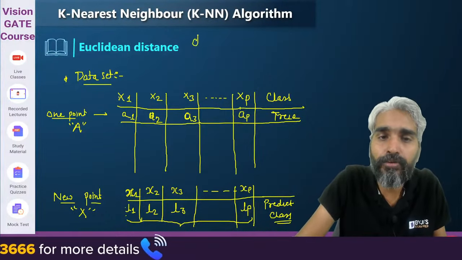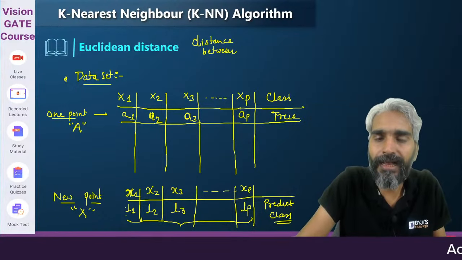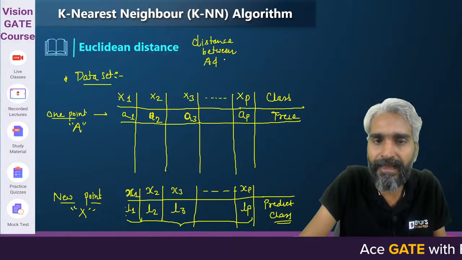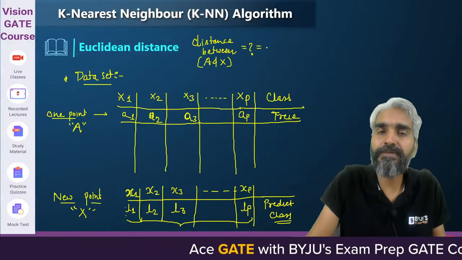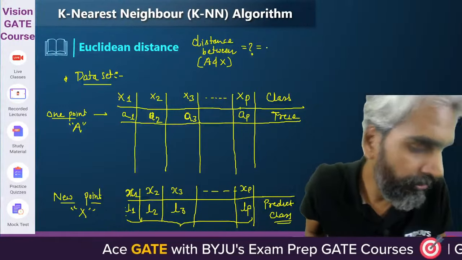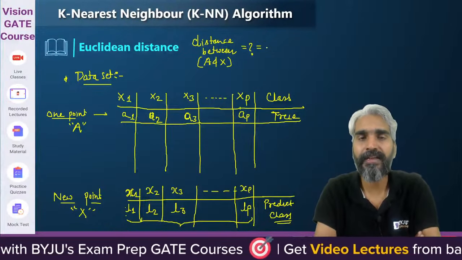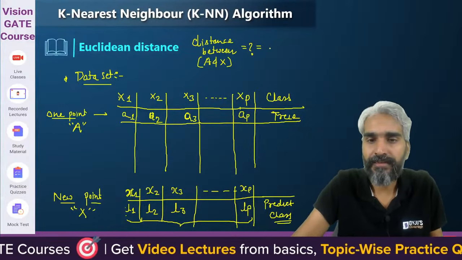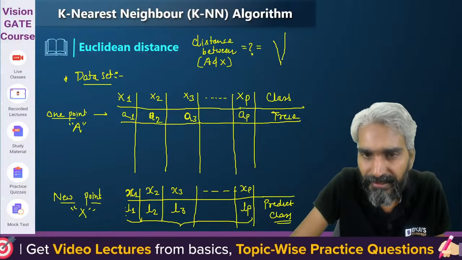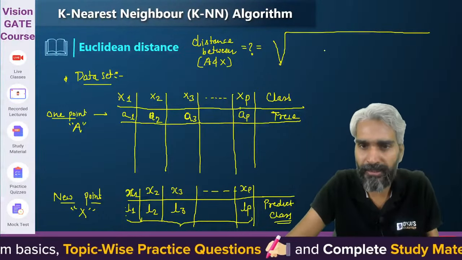If I ask you the distance between A and X, what will it be? Can you give me the answer? Sir, if there is only one dimension, then we'll check the difference in that dimension only.